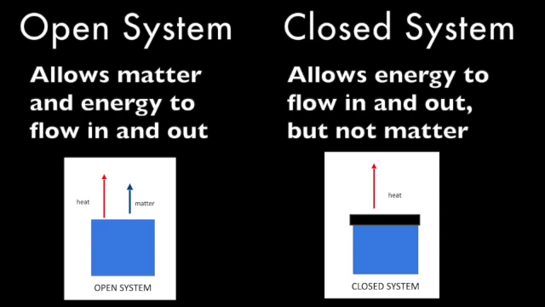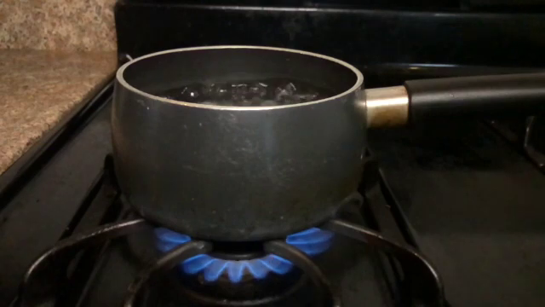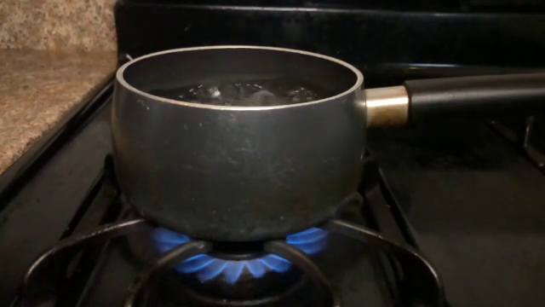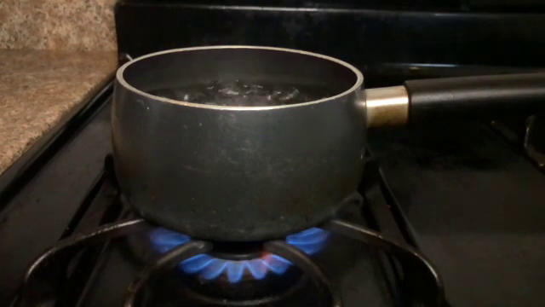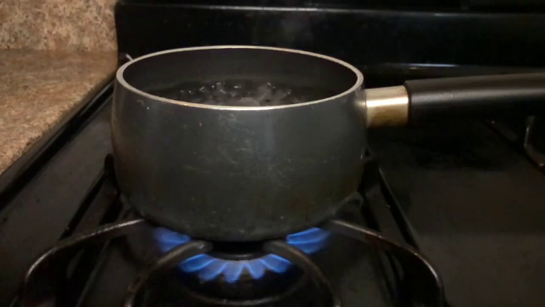Open systems allow matter and energy to flow in and out of them. Closed systems may allow energy to flow in or out, but no matter is exchanged at all. Right now, this pot of boiling water is an open system. It's taking in thermal energy from the stove and releasing a lot of that thermal energy through radiation and convection. Matter is leaving the pot in the form of particles of water vapor gas, or steam. This matter leaving is how we know this is an open system.